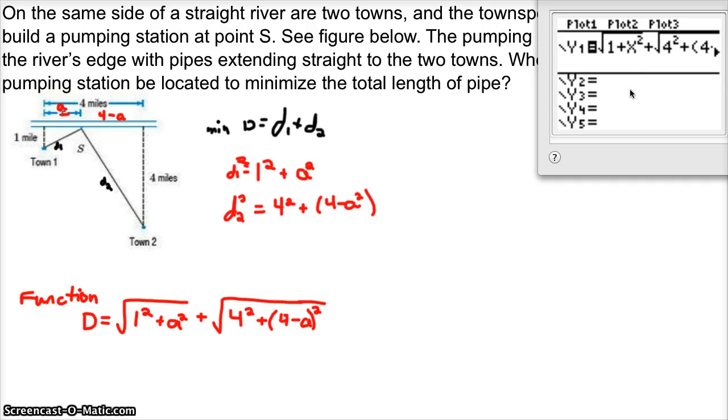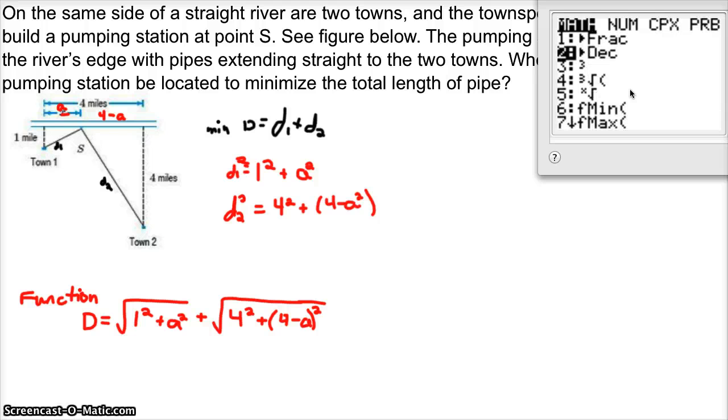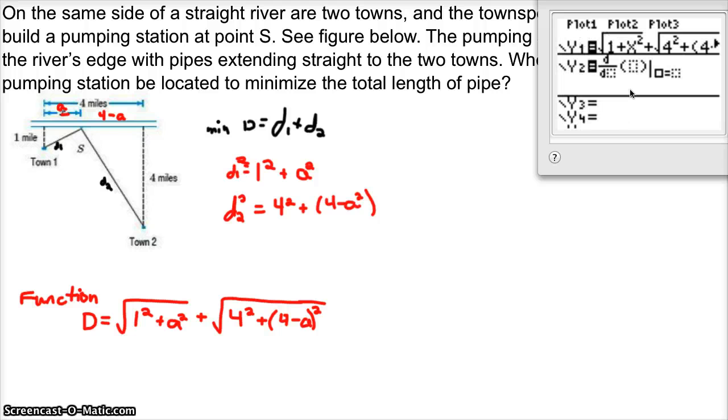And now I'm going to go in Y2. We're going to tell it to take the derivative of Y1. Remember, I'm going to go to the math menu, and then number 8, which is take the derivative. The derivative here will be with respect to x. The variable is x, so put an x in that first box. The function that we're doing is Y1.